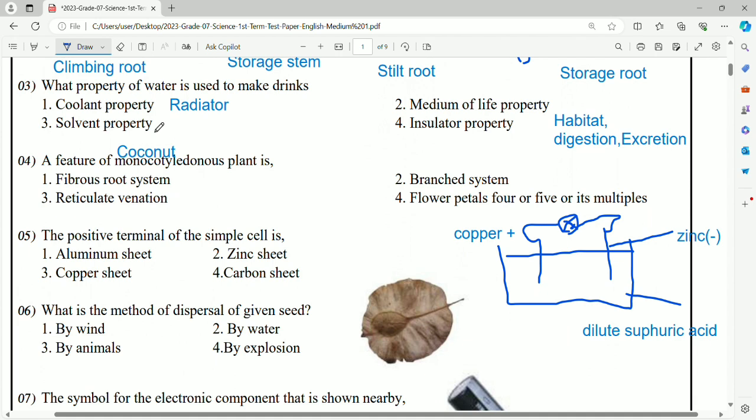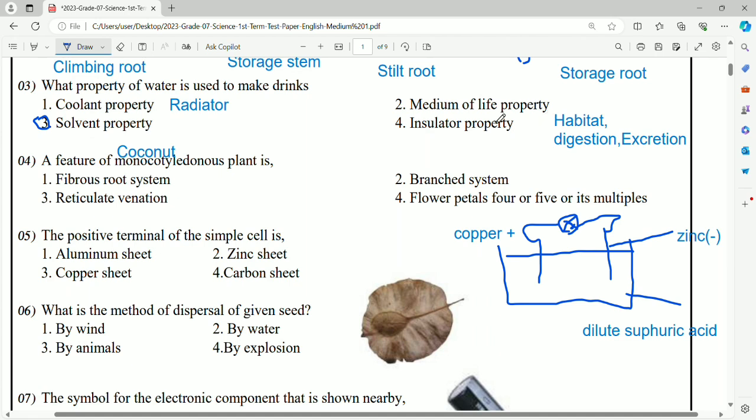As a coolant, we use water to cool the energy in the radiator. As a solvent, we use water to make drinks, dissolve salt, and dissolve acid in water to prepare battery acids and dissolve medicines. So water acts as a solvent to make drinks.